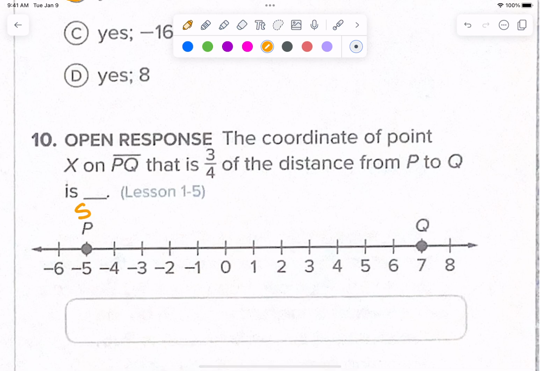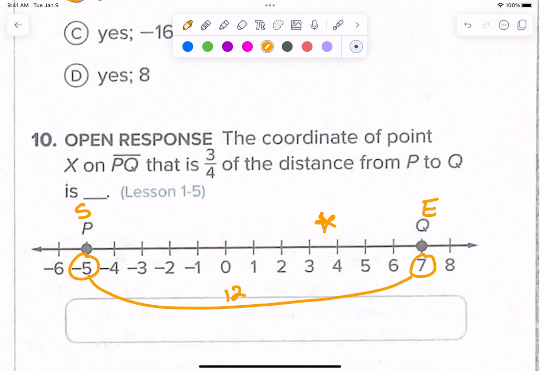P is my start, Q is my end. If I'm going 3/4 of the distance, am I going to be closer to P or closer to Q? Q. Yep, I'm going to be closer to Q, so I'm going to be over here, 3/4 of the way, right? Over there. We're going to get an answer and we're going to check it to see if it's accurate. How far apart are P and Q? 12. From -5 to 7 is 12.